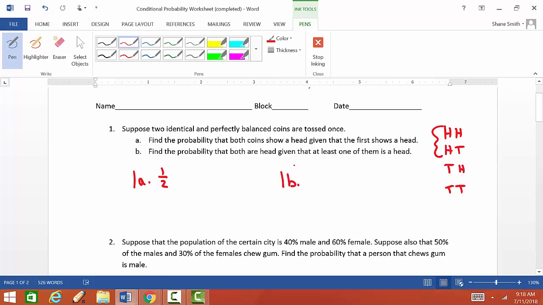And then 1B, find the probability that both are heads given that at least one of them is a head. Well, for at least one head, that would be these three, and one of them has both of them showing heads. So a lot of people make this problem more difficult than it is, but that's it. If you just look at the sample space, you can pretty easily get the probabilities.